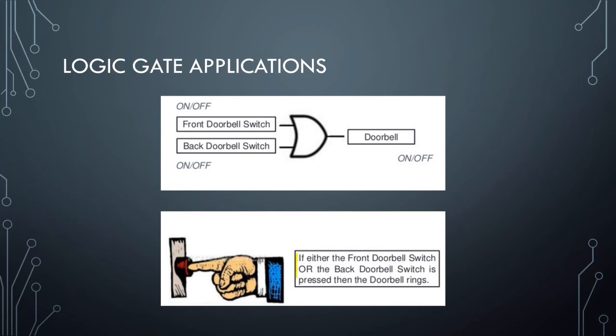So if either the front doorbell switch rang and had an input of 1, or if the back doorbell switch rang and had an input of 1, the doorbell would go off. Or if you managed to press both simultaneously, the doorbell would still go off.